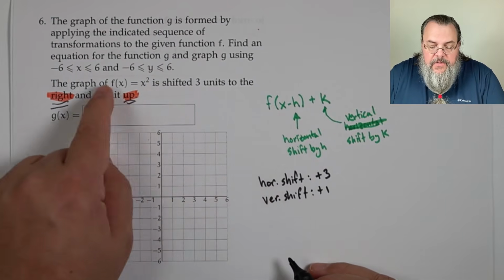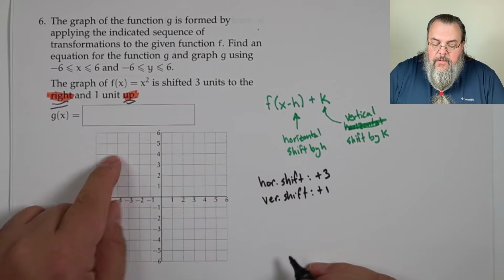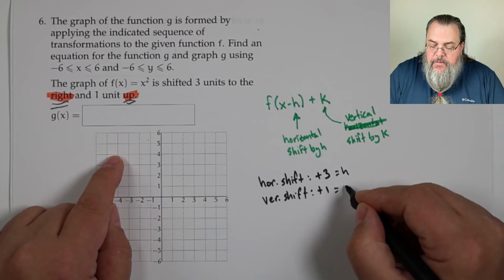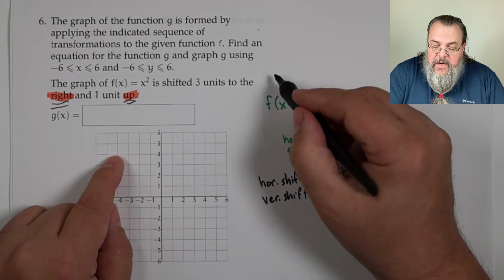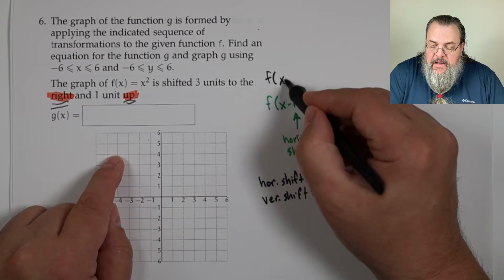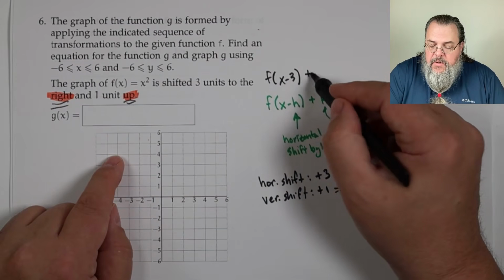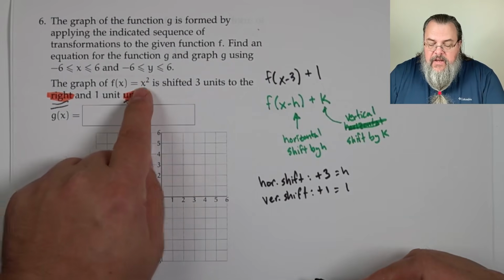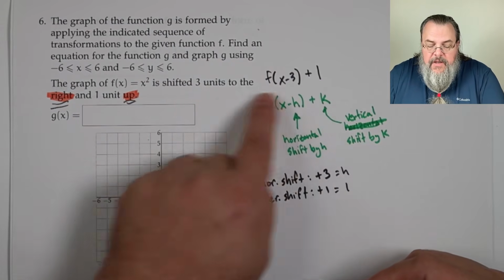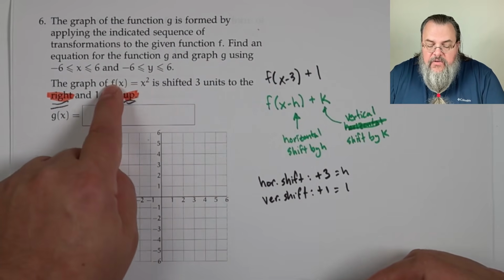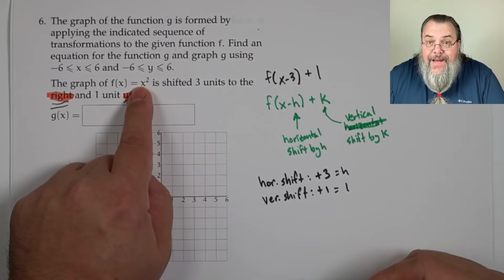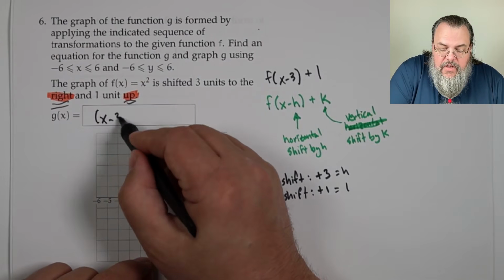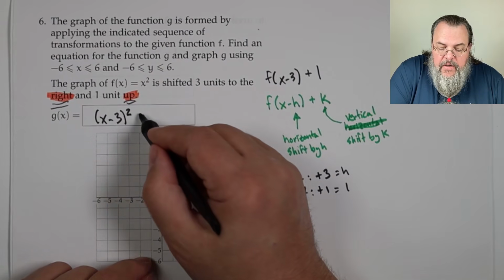And now we're almost there. So what's our function? Our function is x squared. So we're going to plug in h equals 3 and k equals 1. So we're trying to do f of x minus 3 plus 1. And if f of x is x squared, then replacing f of x minus 3, I come here and say replace x by x minus 3. So it would be x minus 3 squared plus 1.